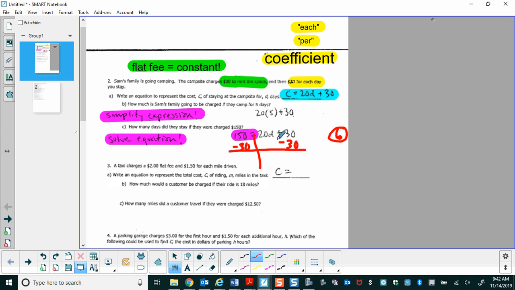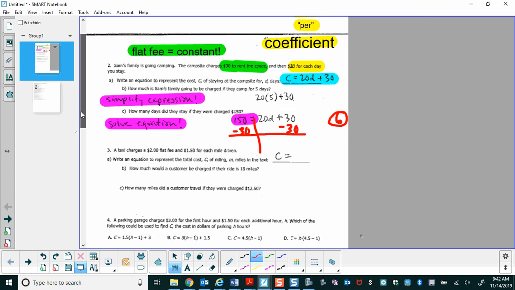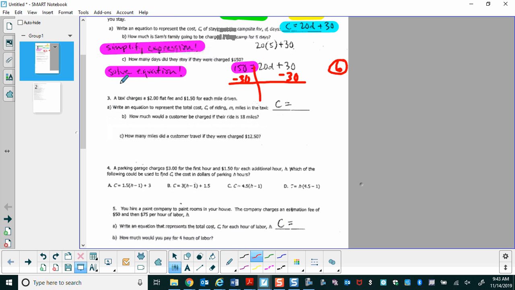So that takes care of me kind of walking you through some of the vocabulary and how to set this stuff up and the difference between when we're simplifying and solving. You're going to try number 3 on your own here, and this is going to go into the check for understanding into the Google form for this part. So you're going to work on this independently, and that stuff's going to go in the Google form.